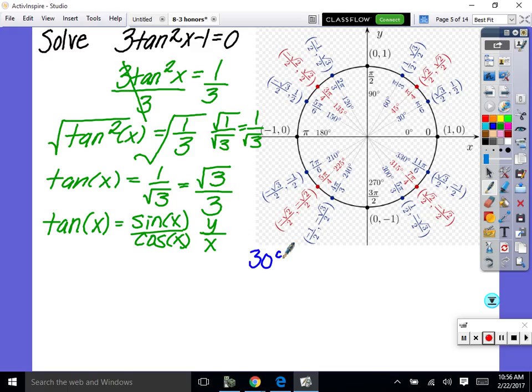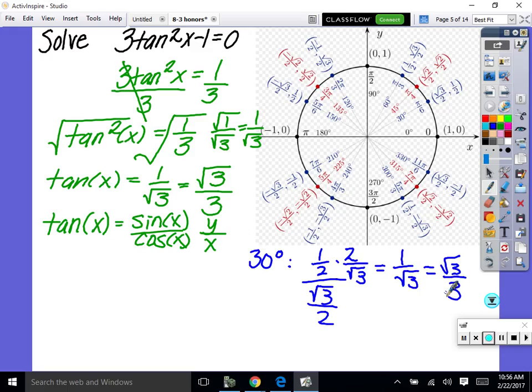1/2, so 30 degrees. That would be 1/2 divided by root 3 over 2. So dividing fractions is easy as pie. You flip the second, right? 2 over root 3. Isn't that 1 over root 3, guys? Which is root 3 over 3. So it's 30 degrees. I knew it was either 30, 60, or 45. 45 is easy though, it's 1, right?